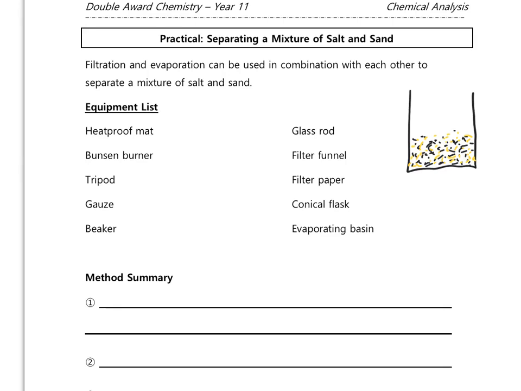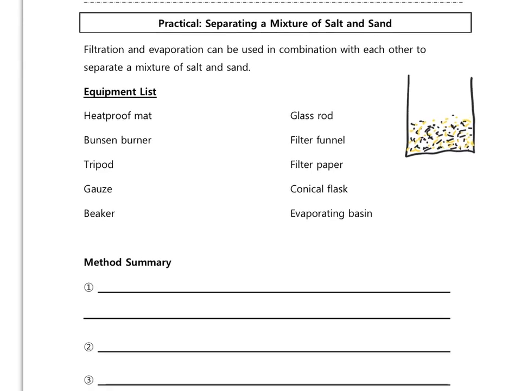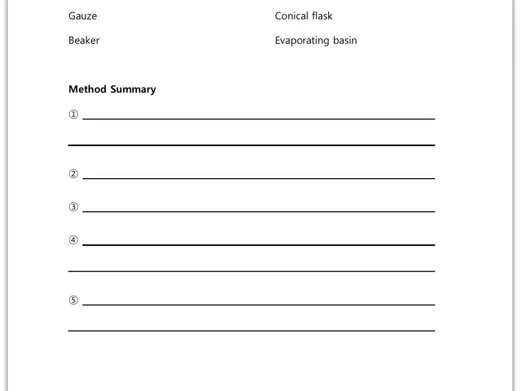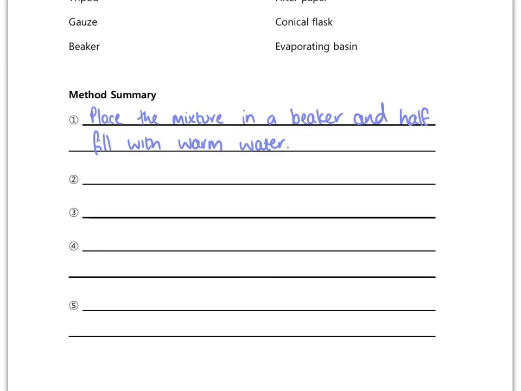Okay, so let's have a look at your method and see if you've got all the correct steps. Again, if you haven't had a go at this, please pause the video and try it yourself before watching the video. So the first thing we need to do is place the mixture in a beaker and half fill it with warm water. What will that do? Well, that's going to dissolve the salt, but not the sand, because salt is soluble in water, but sand is insoluble in water. So if you want to add that as a side note, then you can.